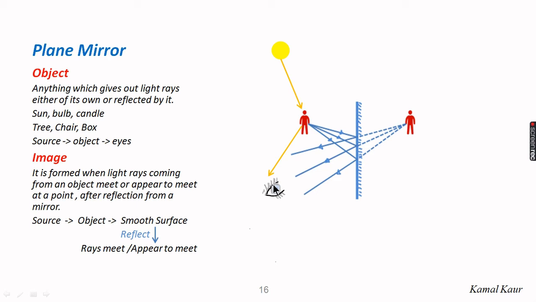Now our eyes have some limitations. They cannot perceive the actual origin of the rays. Actually the rays are originating from this point, but our eyes cannot perceive that, as eyes can perceive only a straight line path. So to our eyes, these rays are coming from this point. If we extend all these rays backwards, they appear to meet at this point. So for our eyes, rays are coming from here. So we see this object here also, which is the optical illusion and the image.